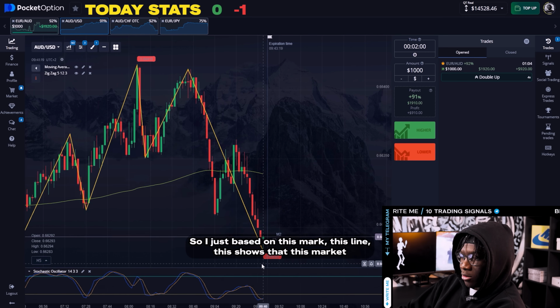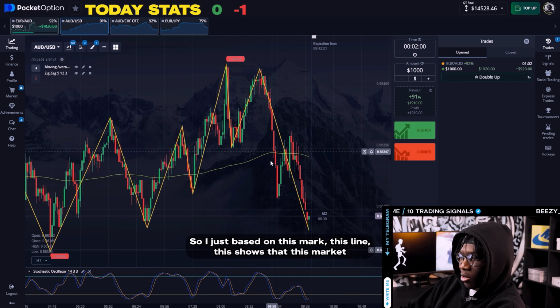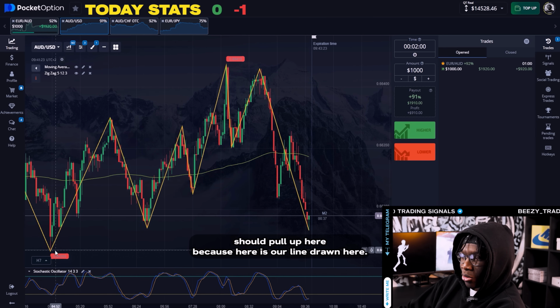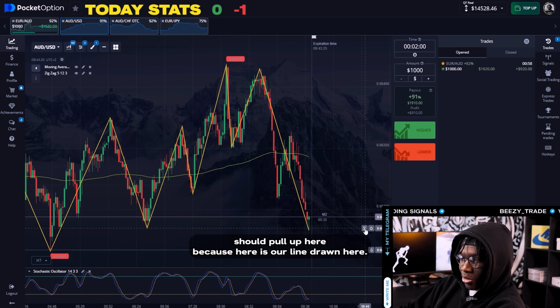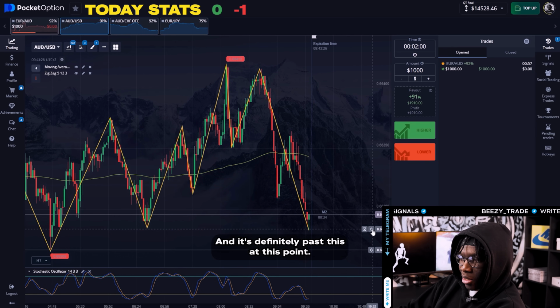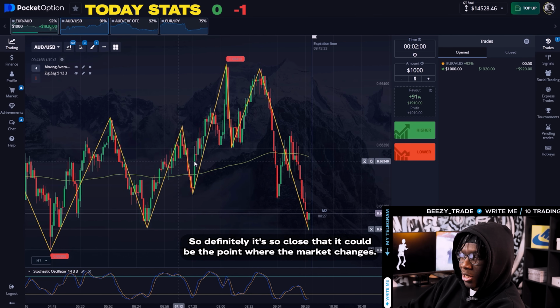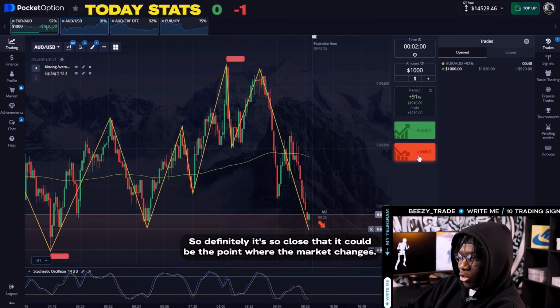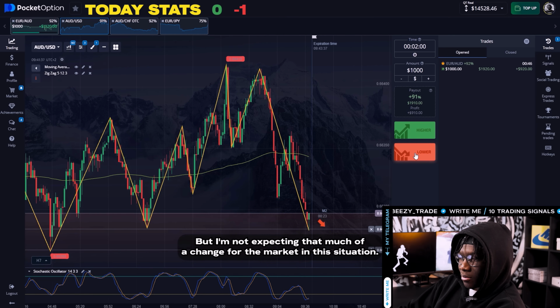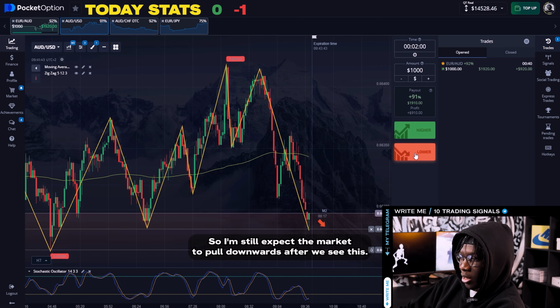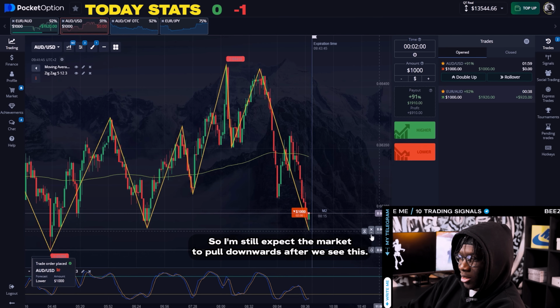All right, so just based on this market, there's nothing that shows that this market should pull up here, because here's our line drawn here, and it's definitely past this at this point. Let's put another one there. So it's so close that it could be the point where the market changes, but I'm not expecting that much of a change from the market in this situation. So I'm still expecting the market to pull downwards after we see this.